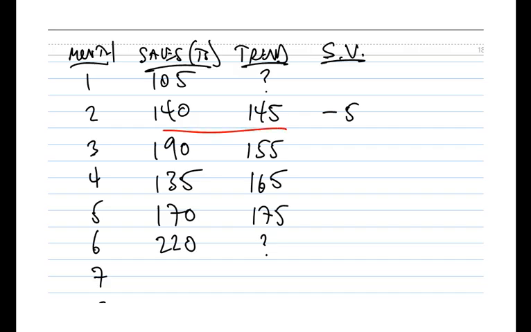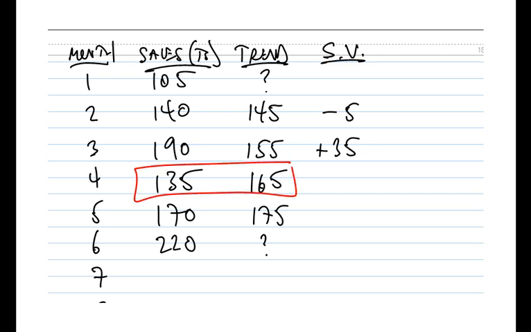If I then look at month 3, well actually the time series in month 3 is a lot better than trend. So month 3 is quite a good month, it's up by 35. That's a positive seasonal variation. Month 4, well, month 4, 135 time series is actually quite significantly below the trend. I reckon the seasonal variation there is minus 30.